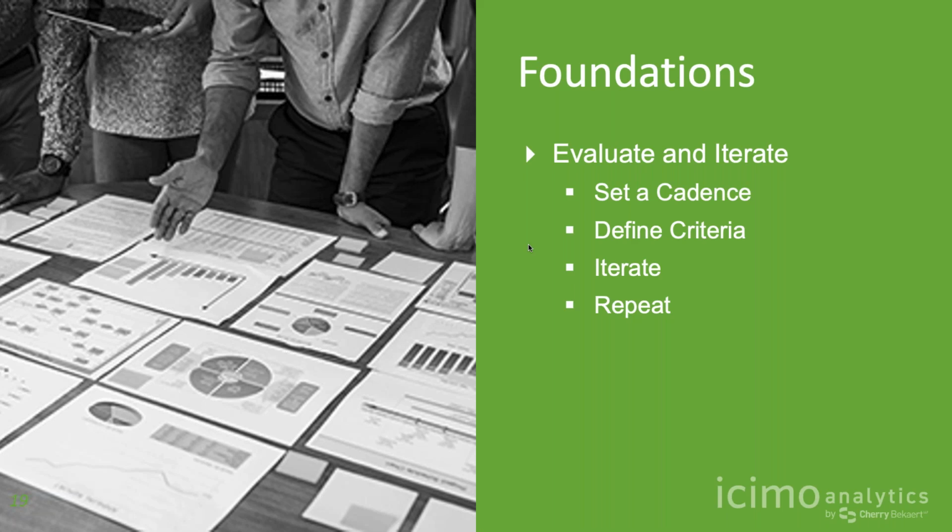We also want to define our criteria. We want to define what we're trying to accomplish. So going back to the previous two, who's going to be involved? What are our strategic goals and objectives? And what criteria are we going to put the strategy through to make sure we're successful? And then finally, we want to iterate.